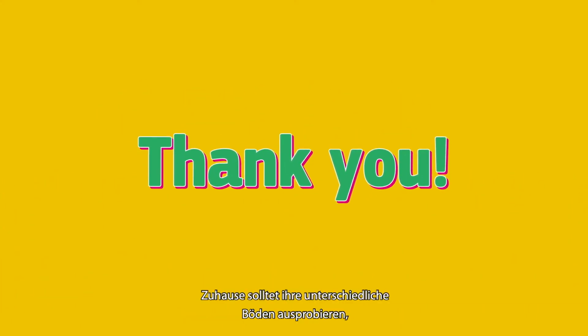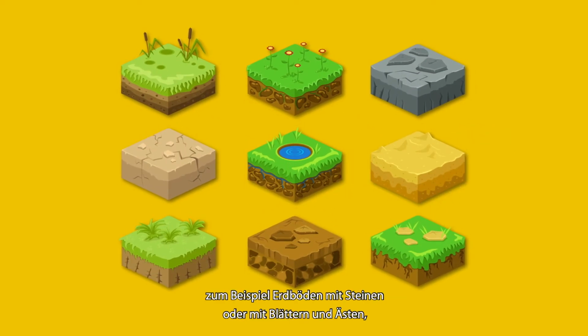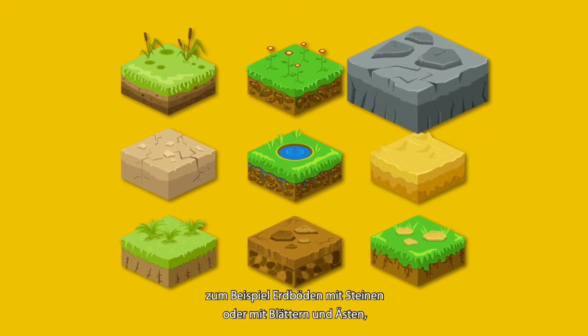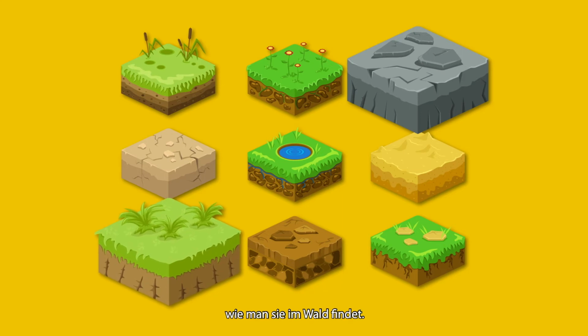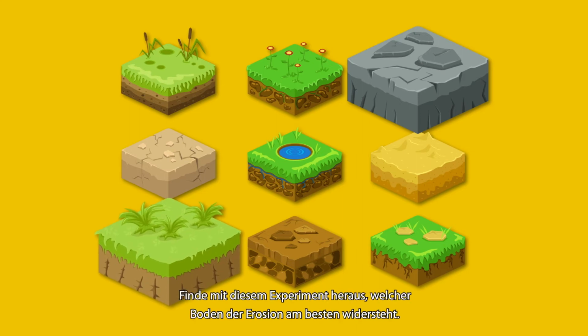At home, I suggest you to use additional soils, like soil mixed with rocks and soil mixed with leaf litter and branches, like the ones you can find in a forest. And then, with the help of the experiment, determine which soil is most resistant to erosion.